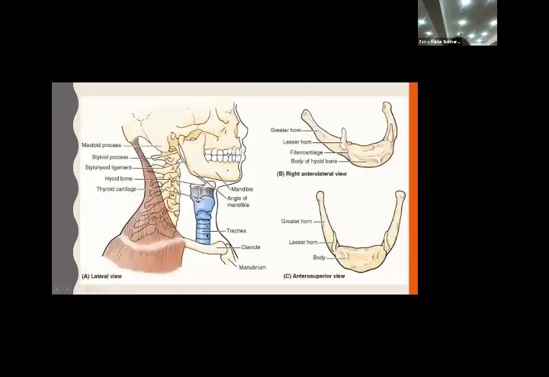The mandible. This is the maxilla. Here is the zygomatic arch. This is the hyoid bone. Greater horn. This is the lesser horn. This is the body of the hyoid bone. This is how the hyoid bone is placed.